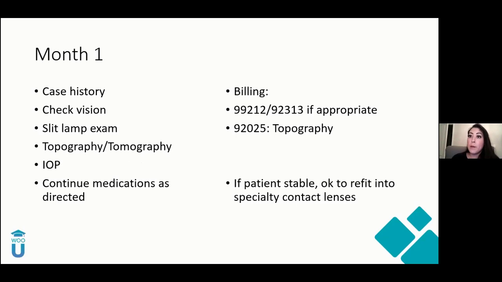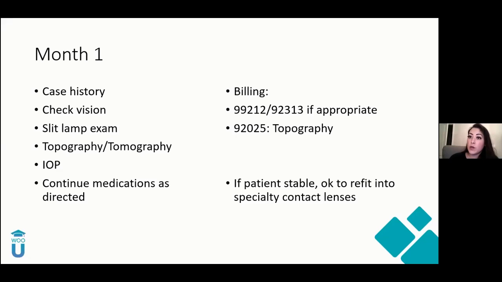Now they're in for their 1-month visit. We're going to do the case history again, check their vision, do a slit lamp exam. And now, since it's been a little while, we can do our topography or tomography. And we can check their pressure at this time and continue their medicines. Billing, 99212 or 99213. Sorry, that's supposed to say 99213 if appropriate. And topography is 92025. If the patient's stable, it's okay to fit them into specialty lenses again.